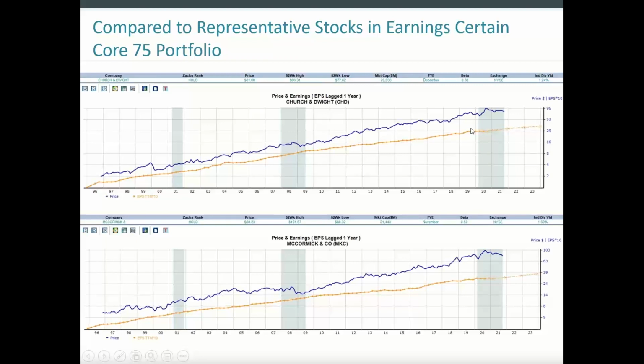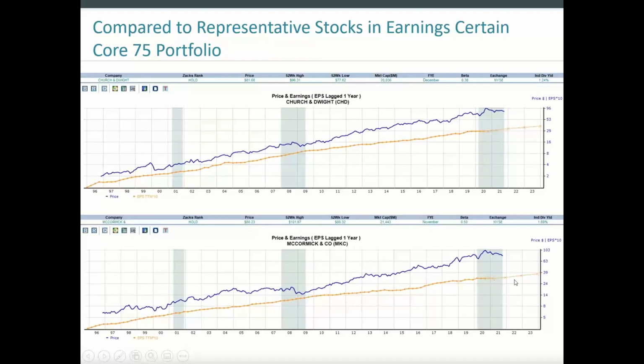I always joke that Arm & Hammer baking soda and Trojan condoms just don't go out of style. And you can see that, right? That's what Church & Dwight delivers. And you can see these earnings just ripping right through recessions. You can see the price response that follows. We don't have this Ford Motor Company, Schlumberger cyclicality.